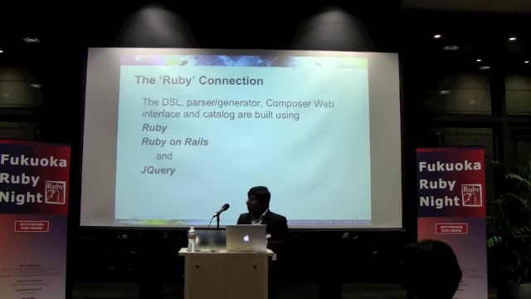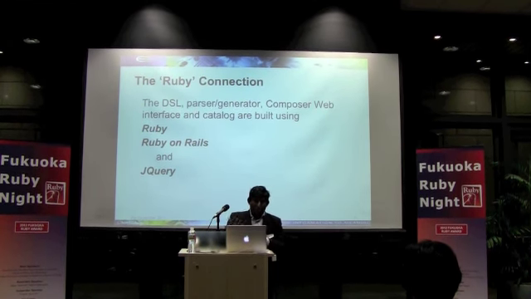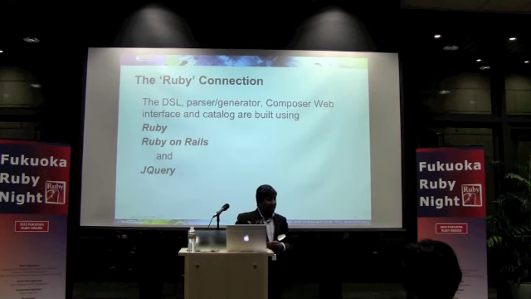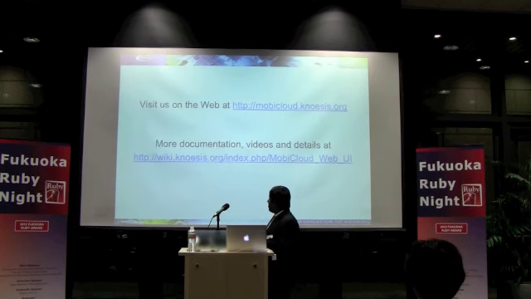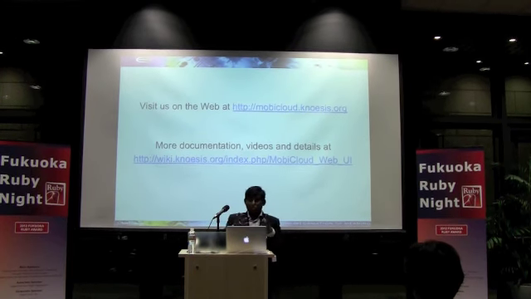The Ruby connection we have is everything that we did. The DSL, the parsers, the generators, the mobile and web applications, the catalog, everything is done on Ruby on Rails. The only exception is jQuery, which is basically the JavaScript front end. But Ruby on Rails and Ruby is key in our whole development. And really, I can't think of doing it in any other way in this small time frame, if not for Ruby. So here's our website, mobicloud.kno.sis-2011.